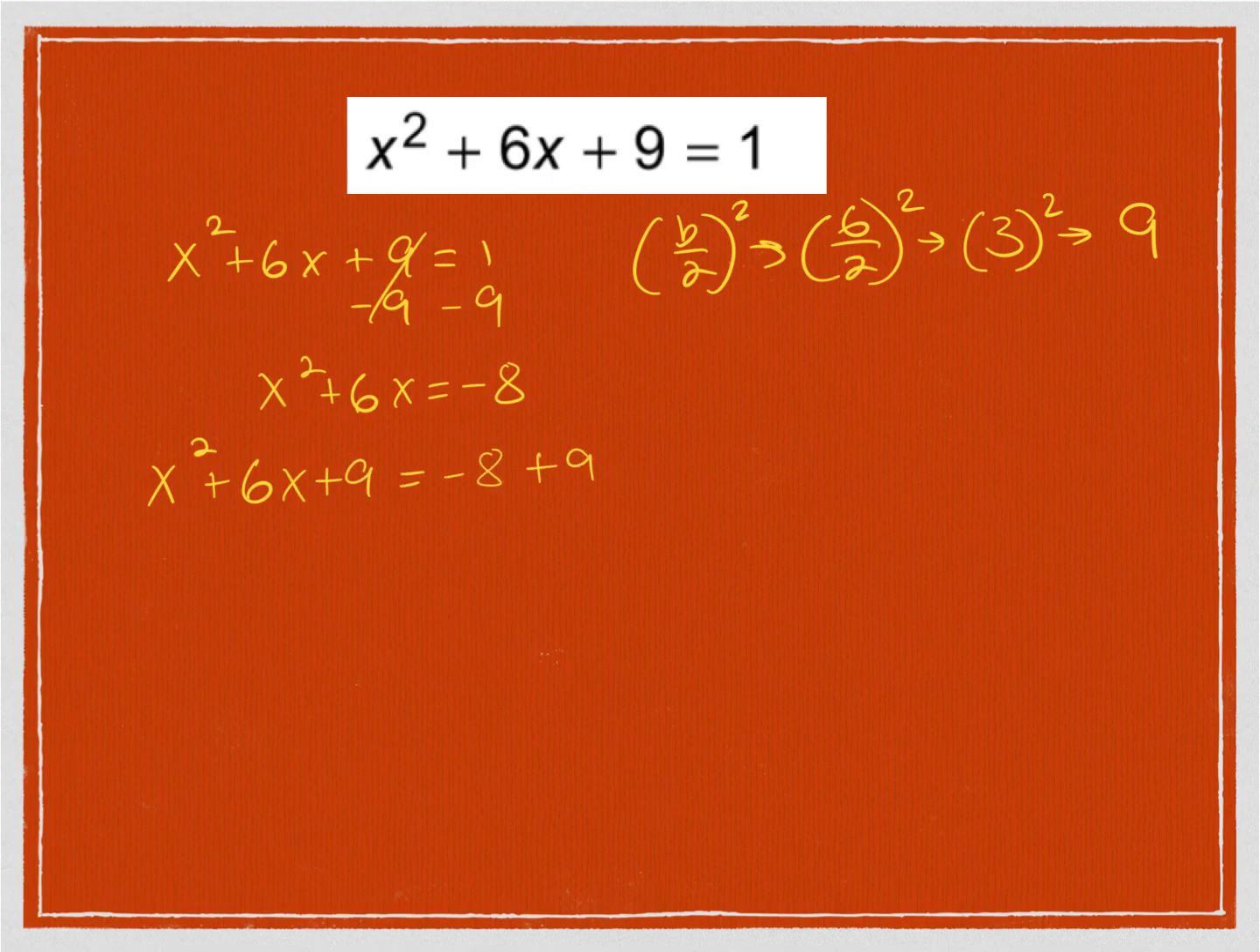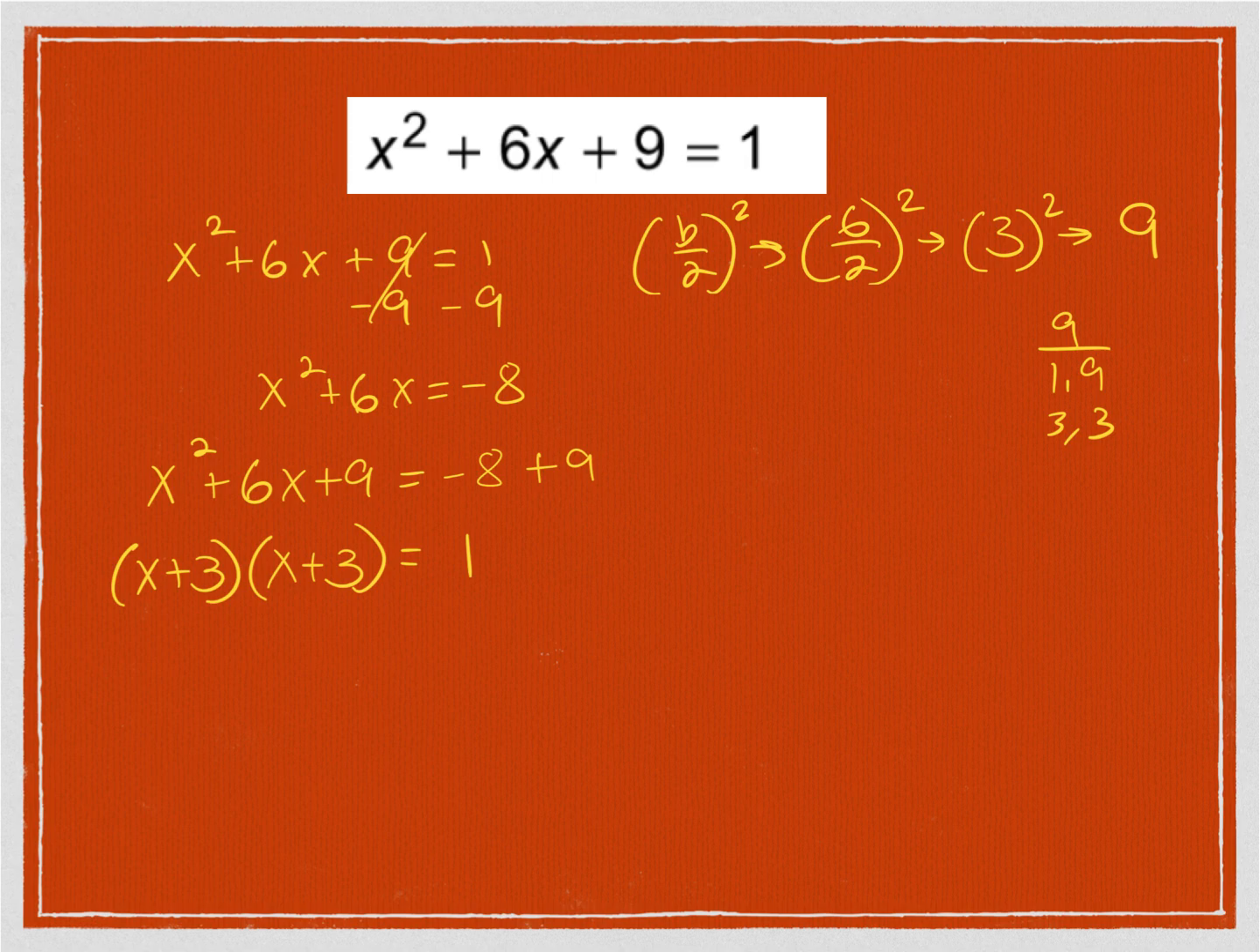When you factor the left side, we're looking for factors of 9 that add up to 6. The factors of 9 are 1 and 9, 3 and 3. So 3 and 3 are the only ones that add up to 6, but multiply to 9. So I'm going to go ahead and write x plus 3, x plus 3 is equal to positive 1. I combine the negative 8 and the 9.